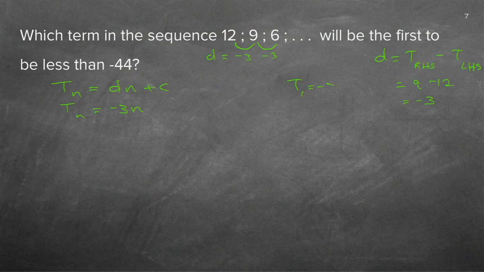If I say minus 3 times 1, so now I'm testing term 1, it gives me minus 3. Was term 1 minus 3? No, it was 12. What do I do from minus 3 to get to 12? I have to add 15. So if I add 15 to there, then I will have my formula.